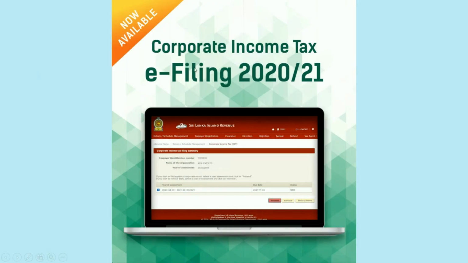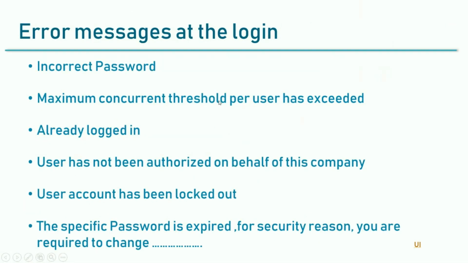Next, let's go to the presentation. Then fourth one is user has not been authorized on behalf of this company. This error is related only to SSID login. The reasons are either authorization was not created for this SSID or the SSID authorization has already expired. To overcome this error, you can create or extend the authorization using the admin login.